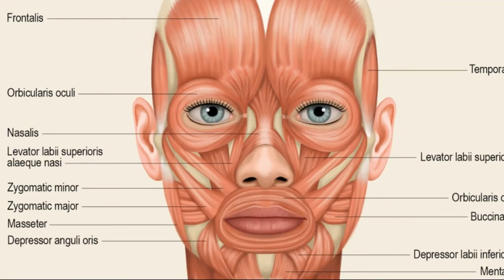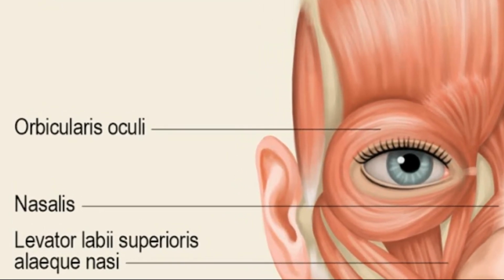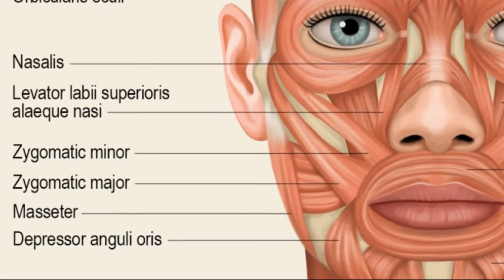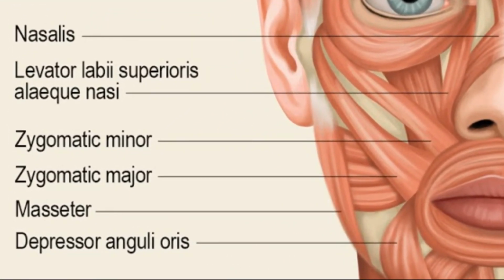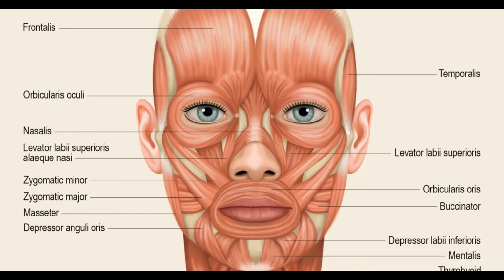Okay, once again, orbicularis oculi, zygomatic minor, zygomatic major. Then infraorbital nerve and zygomaticofacial nerve.